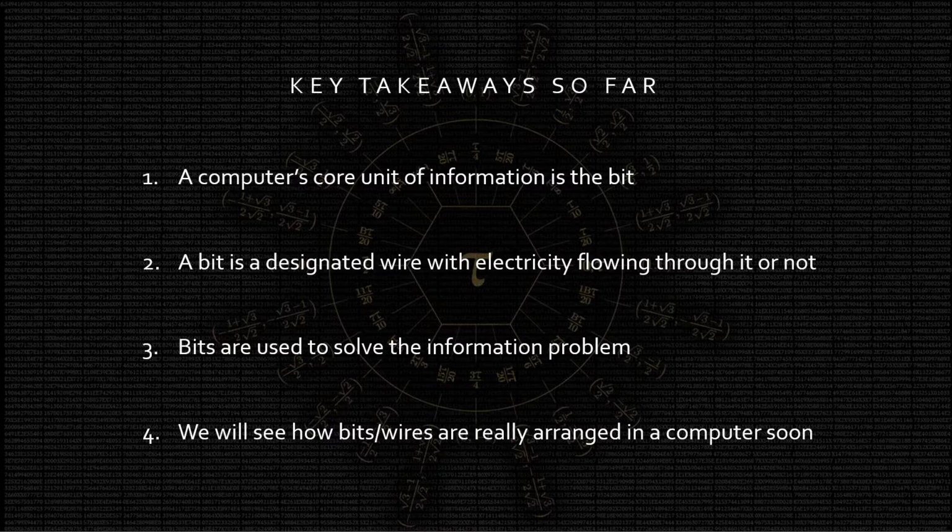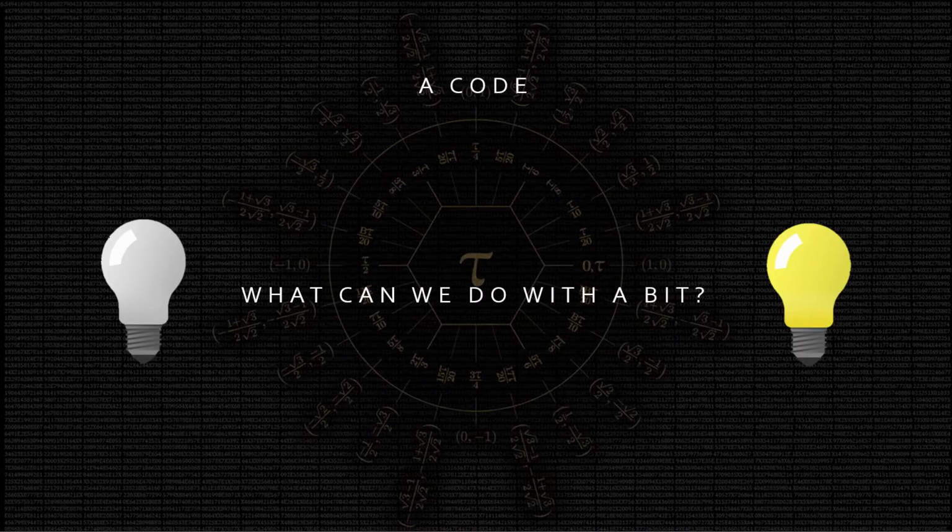Also, that a bit is just a designated wire somewhere in your computer that either has electricity flowing through it or not. We can definitely get a sense now that to solve the information problem, we're going to be using bits. And I hope you're excited because we're soon going to see how these bits and wires are really arranged in a computer in order to solve the information problem. Let's move on to codes now.